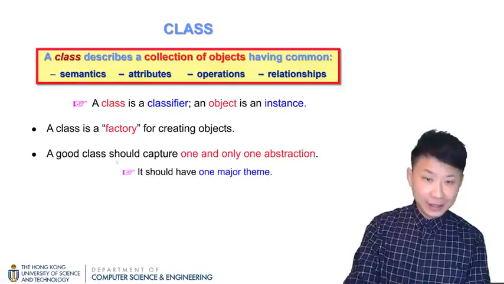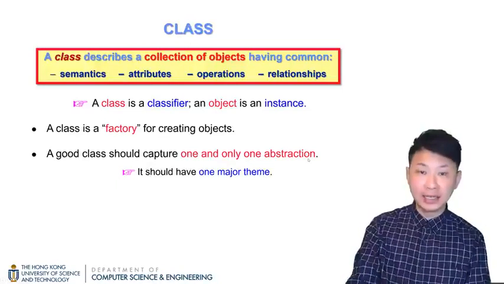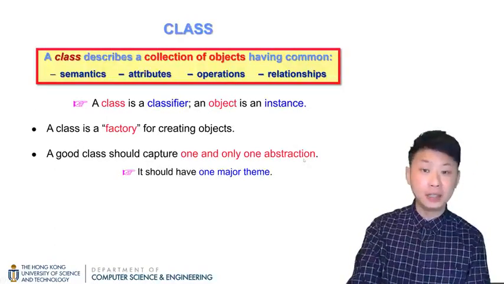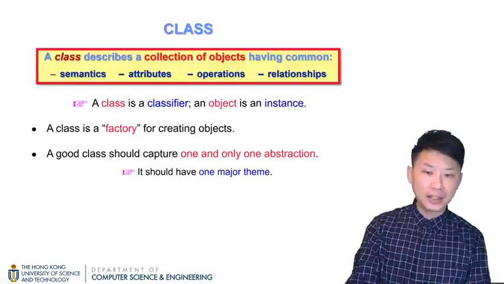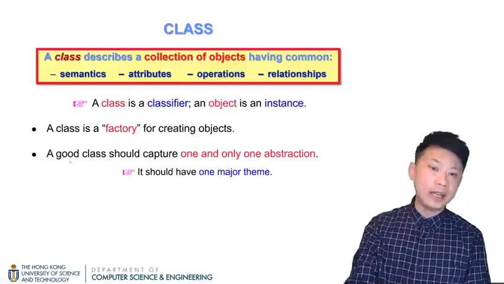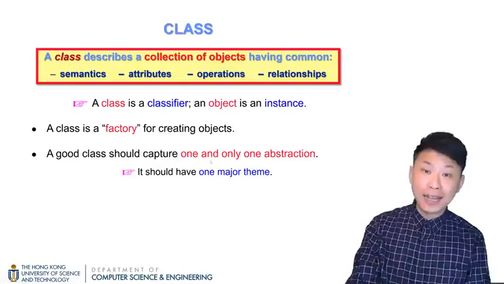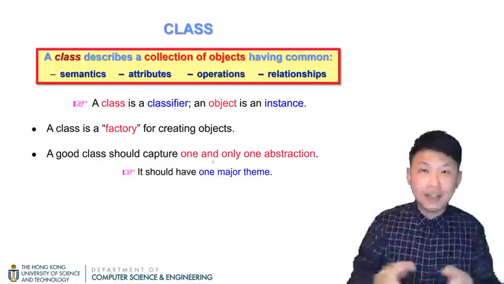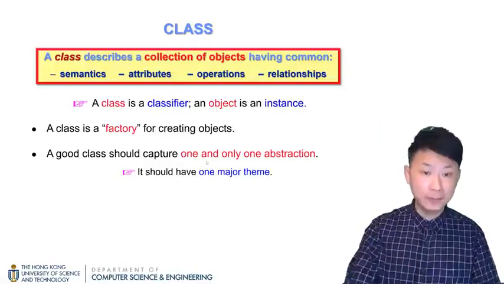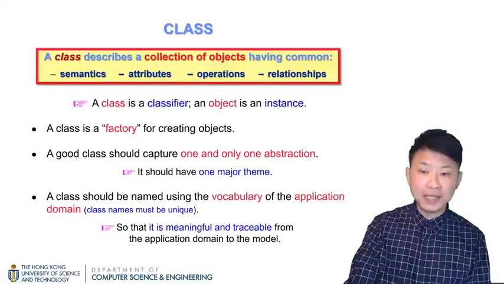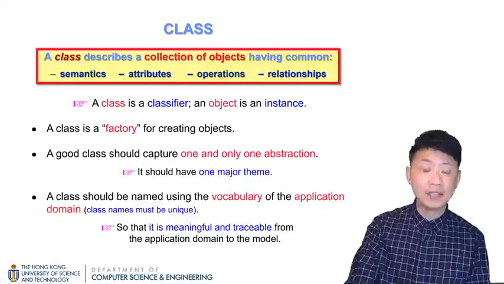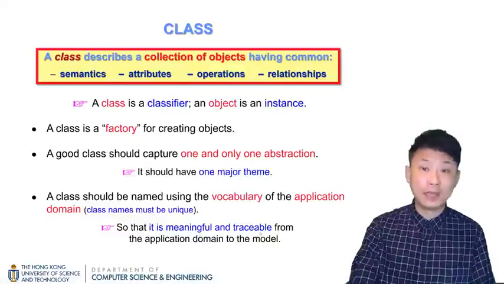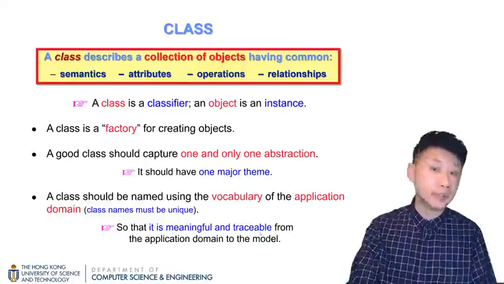A good class should capture one and only one abstraction. That means a good class should capture only one important thing within the application domain. You should not mix up multiple things together and put them in a very general class within the software system. A class should be named using appropriate vocabulary of the application domain, so that it is meaningful and traceable, and your diagram is easy to read because you're using meaningful vocabulary.